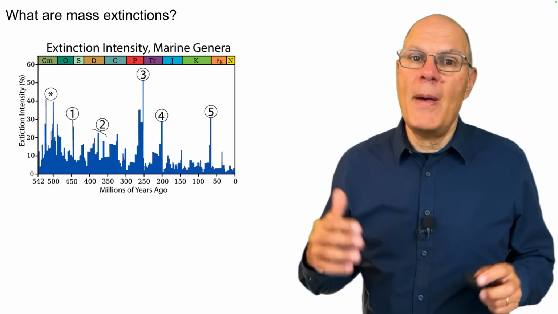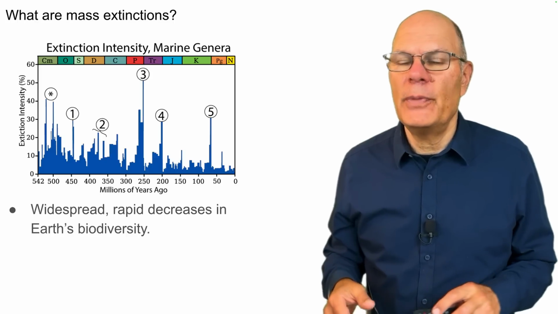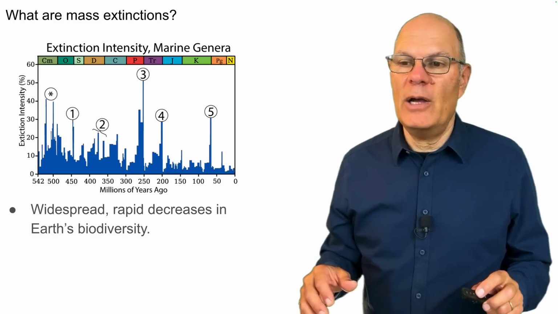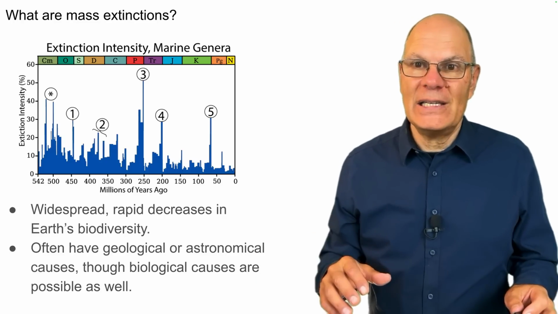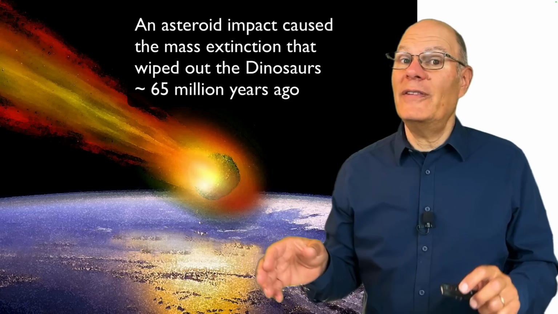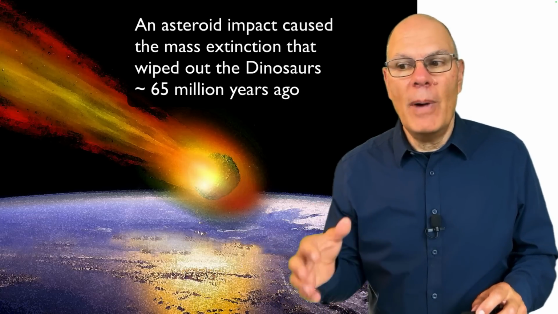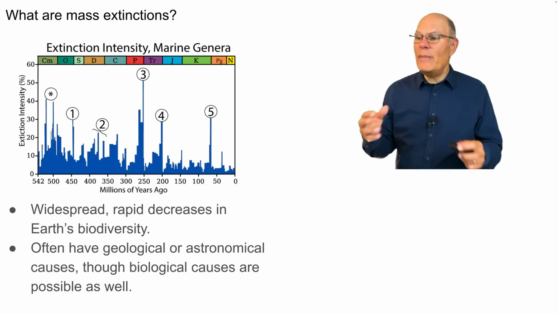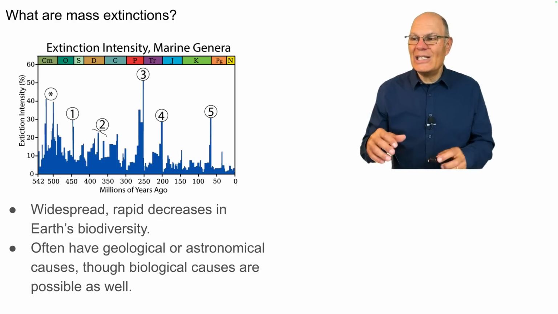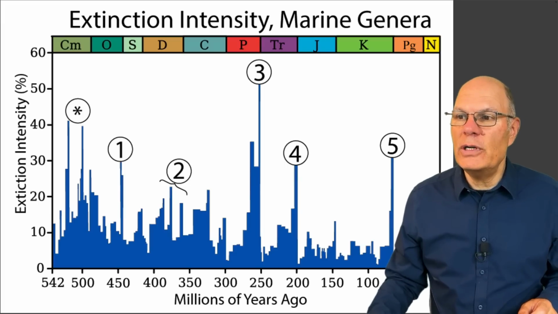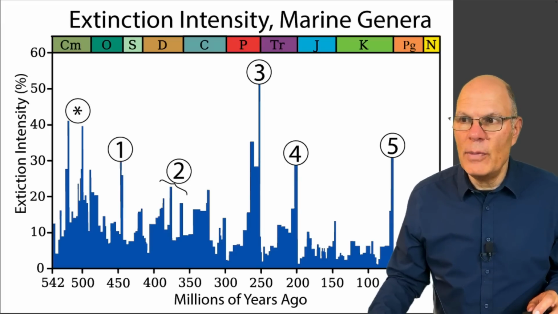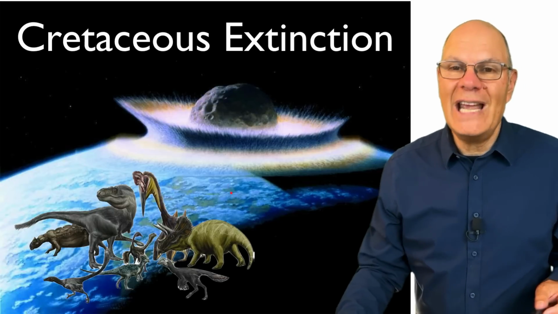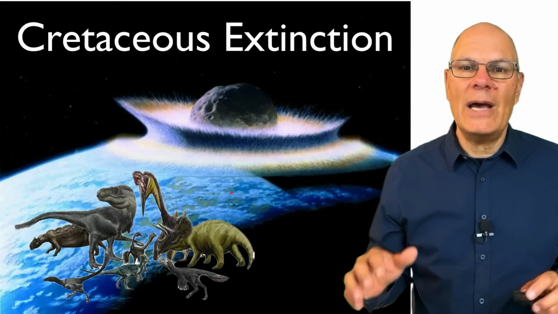That's quite different from mass extinction. What is a mass extinction? A mass extinction is a widespread, rapid decrease in Earth's biodiversity. Often mass extinctions are caused by geological or even astronomical causes, though biological causes are possible as well. And there have been at least 5 major extinction events during the last 600 million years, and those are the numbered peaks in this diagram. The most recent peak, which occurred 60 million years ago, is the Cretaceous extinction. That's the one that wiped out the dinosaurs.